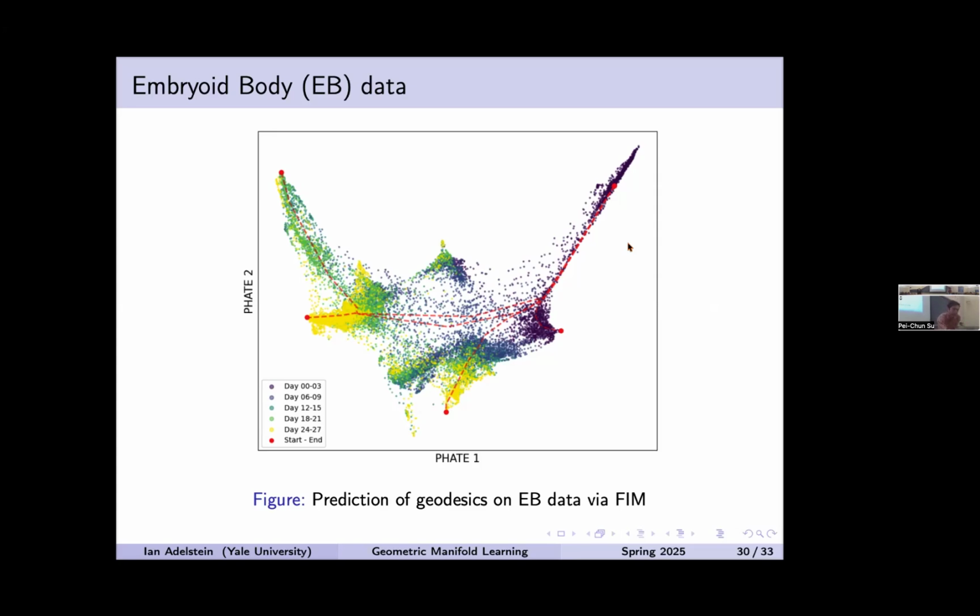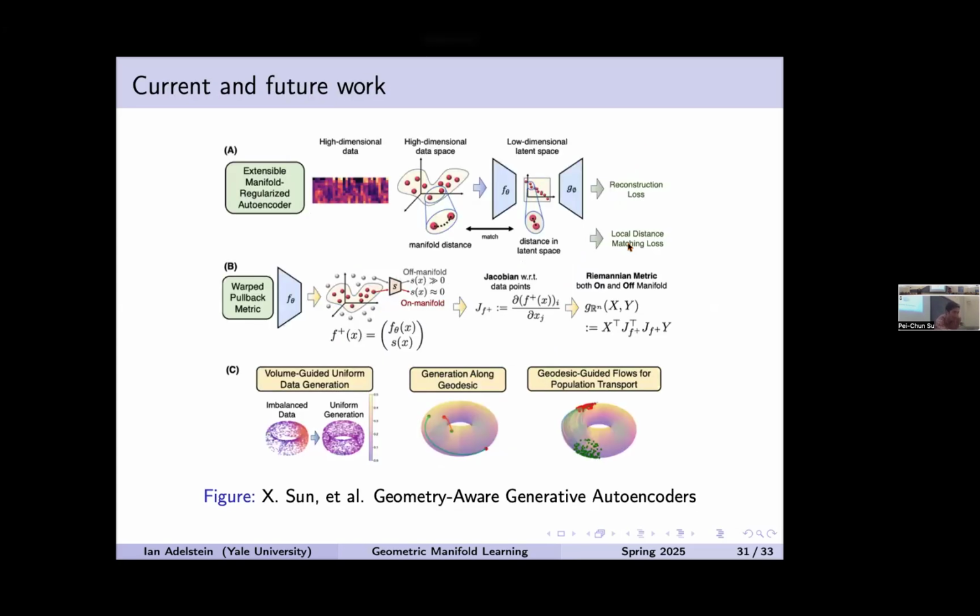Okay, and then just some future work. One thing we do is we've used this framework with an autoencoder as well. So we have a decoder on the back end, and that way we can generate with respect to volume, generate along a geodesic. There's a whole other paper that we wrote.